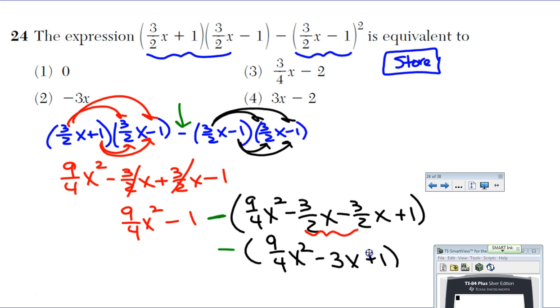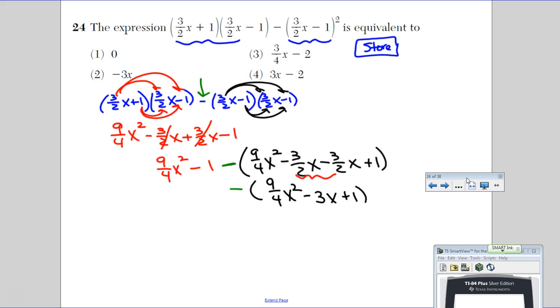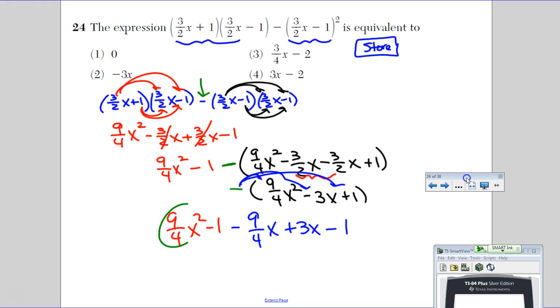But then you have to remember that you have to negate, and this one makes this problem even more difficult, is now you have to bring the negative sign in. So you have the original 9/4 x squared minus 1. And then you're going to have a -9/4 x squared. You're going to have a positive 3x and then a -1. So combining like terms, this guy and this guy will cross off. You have 3x, and then the -1 and the -1 make -2. So 24 should be choice 4. That's a lot of work.